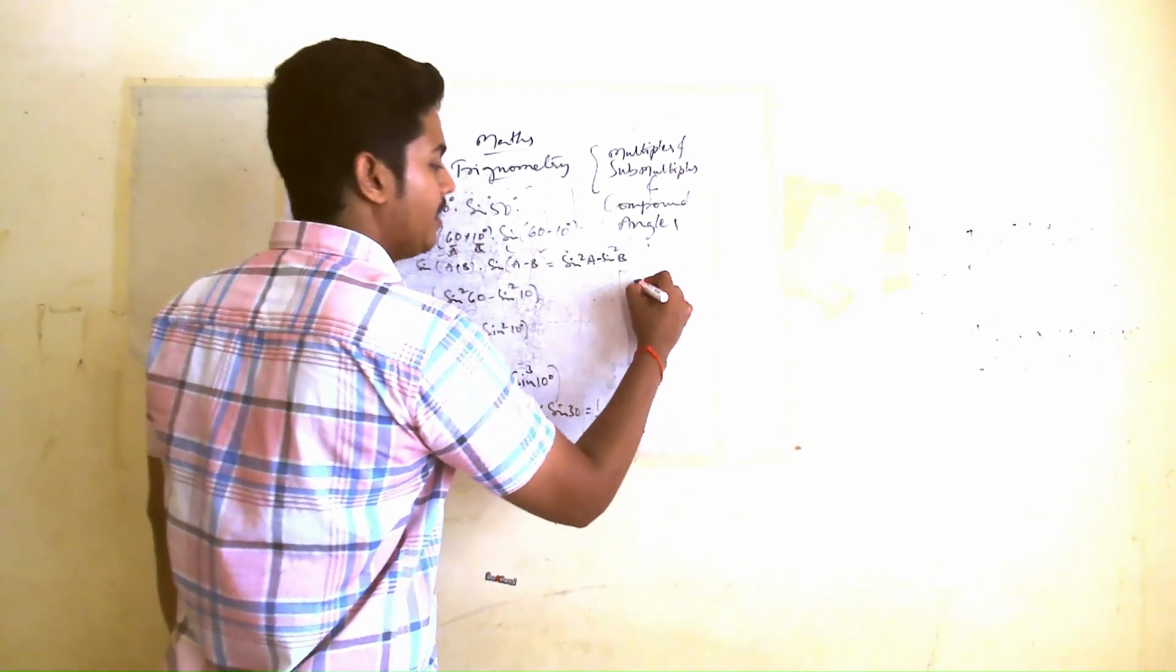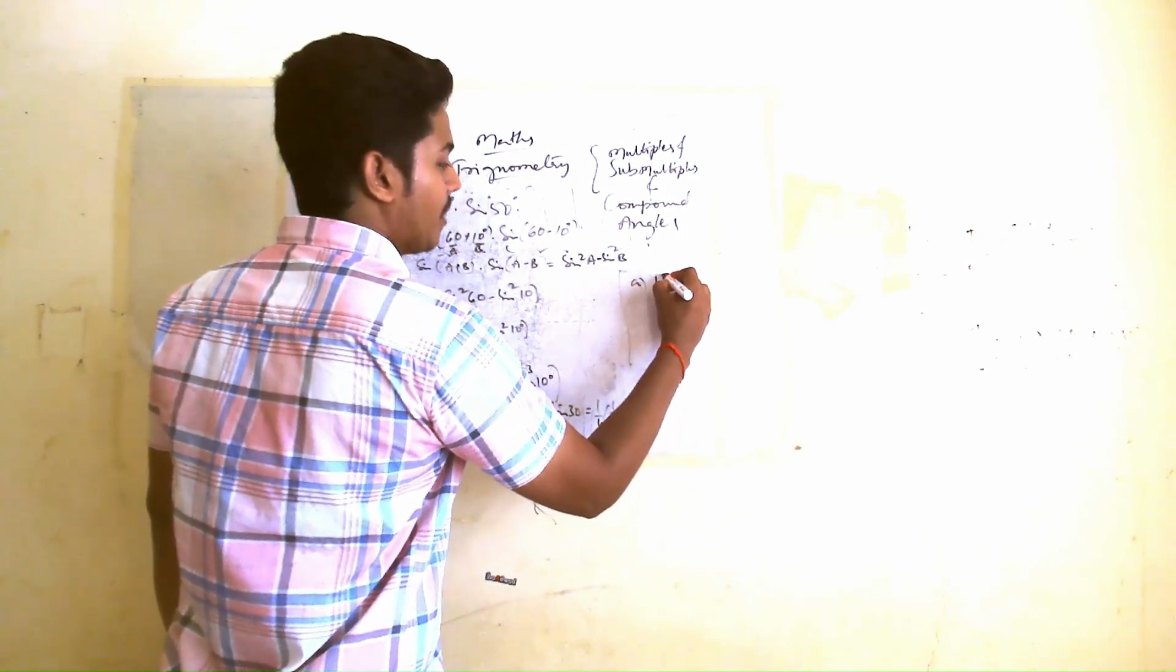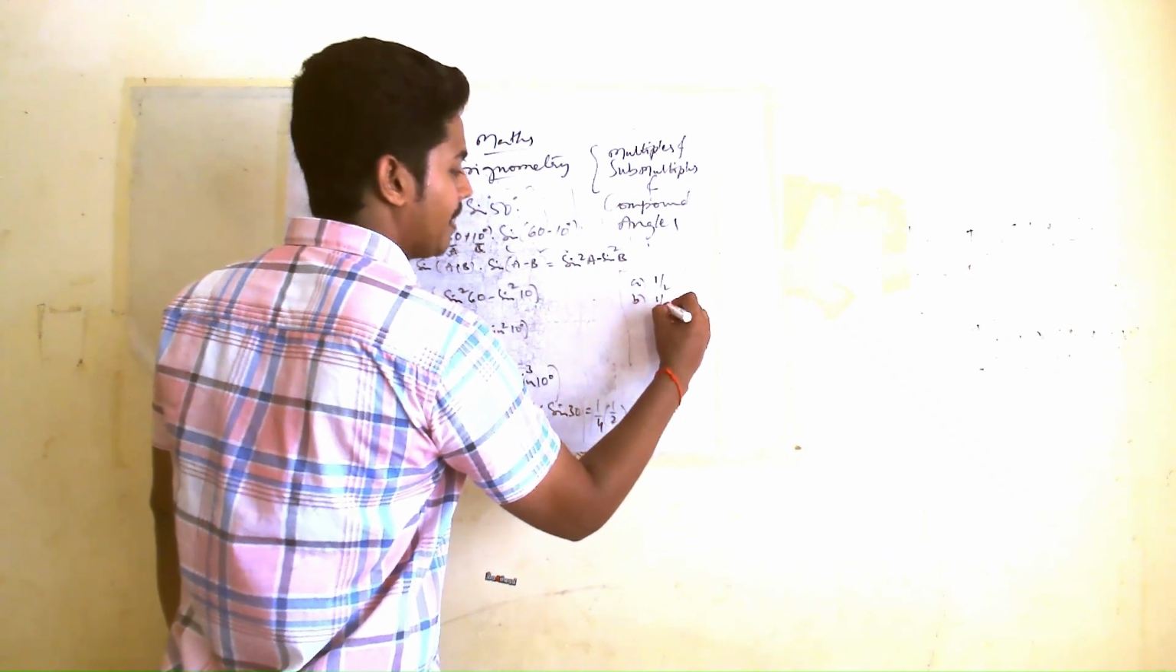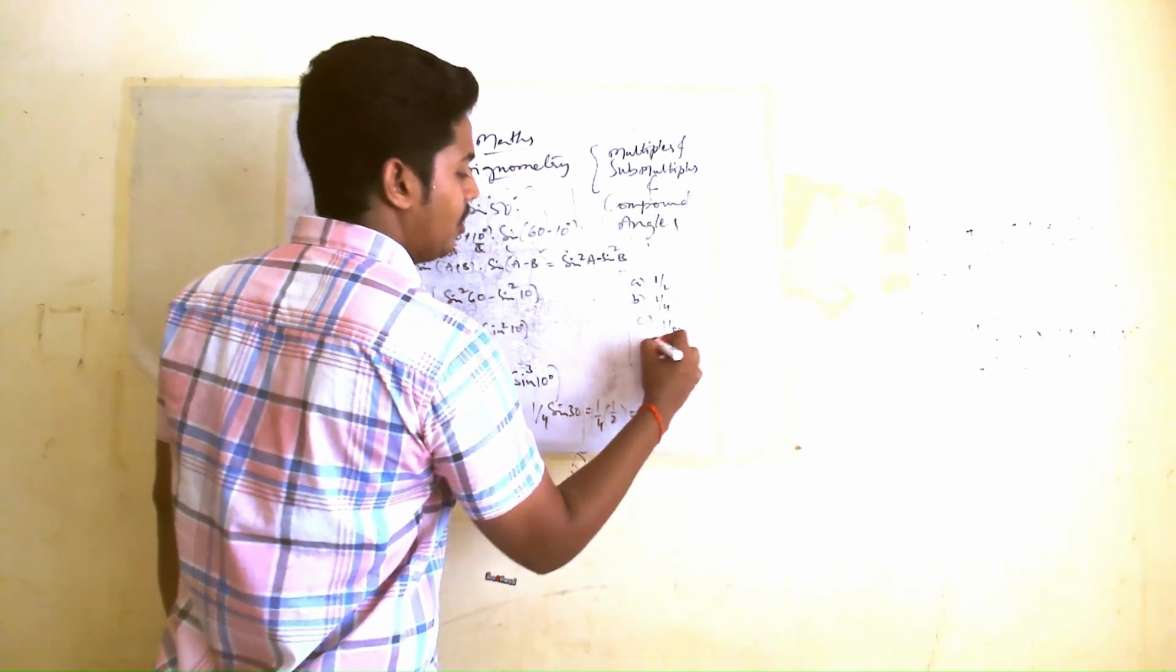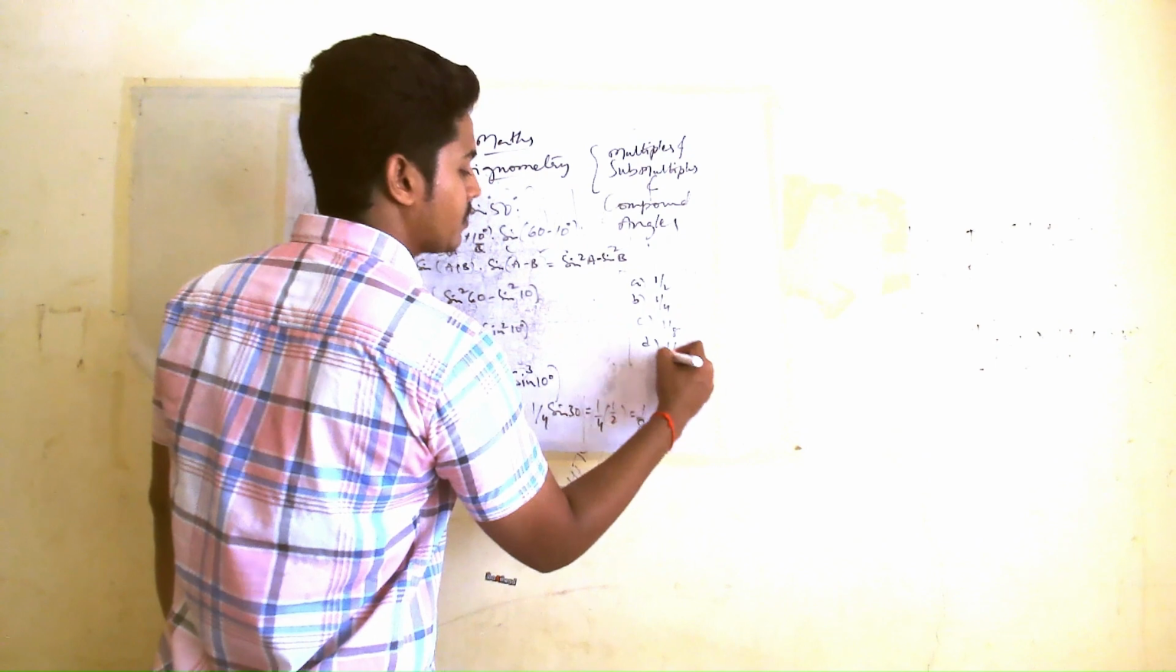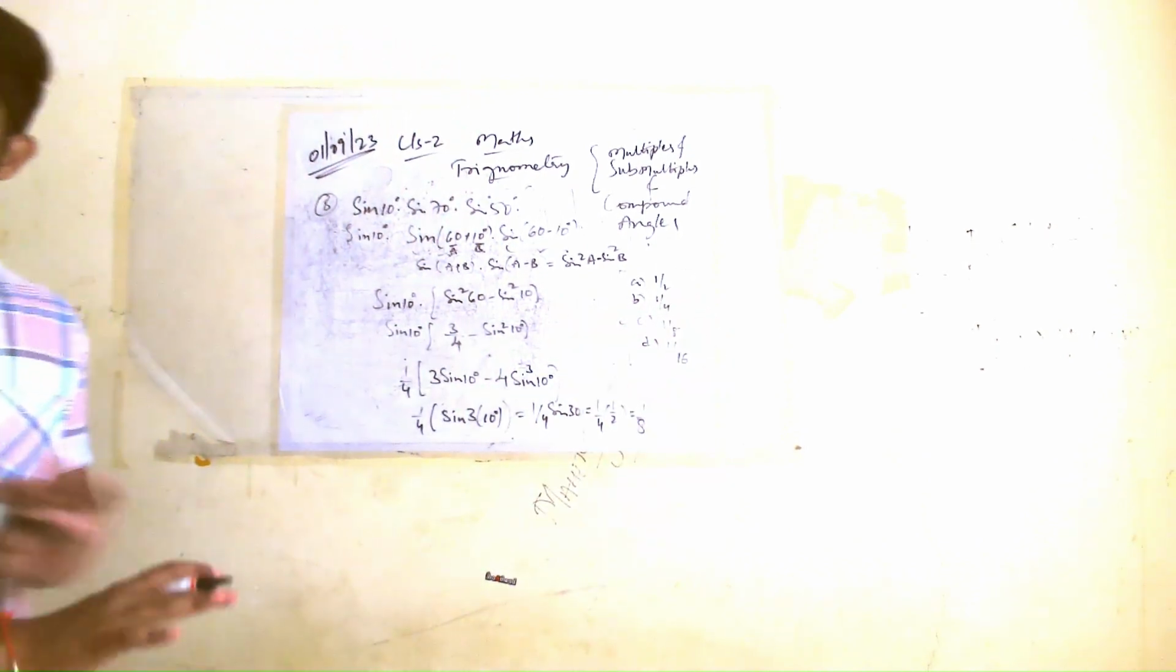Now your options: option A is 1 by 2, option B is 1 by 4, option C is 1 by 8, option D is 1 by 16. So the answer is 1 by 8. It's very clear. Please take a screenshot of it.